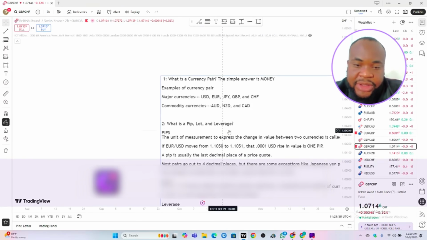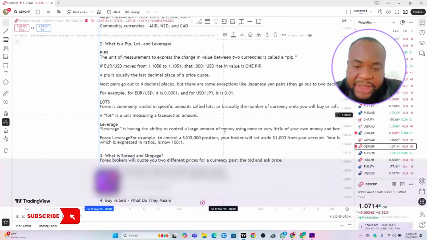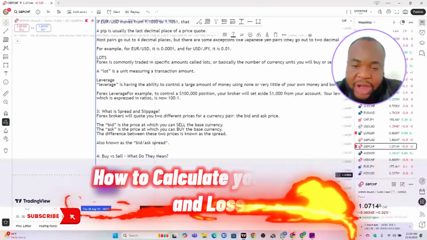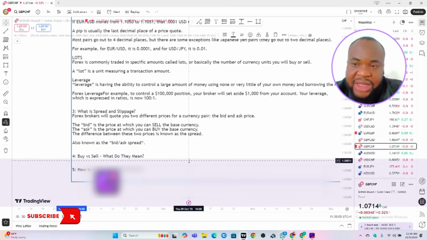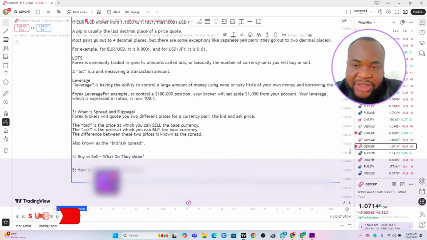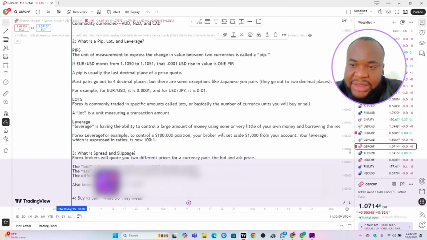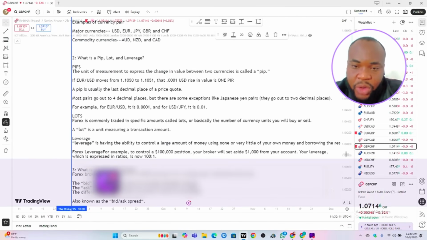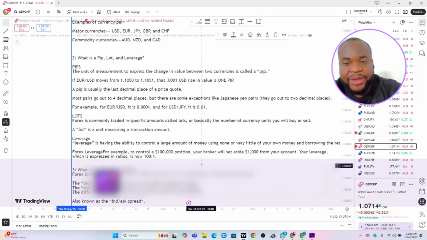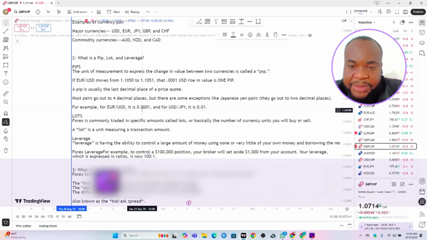So let's move to the next one, which is how to calculate your profit and loss. It's similar to what I told you guys on the pips side. It's the same thing. So now let me just explain it more.